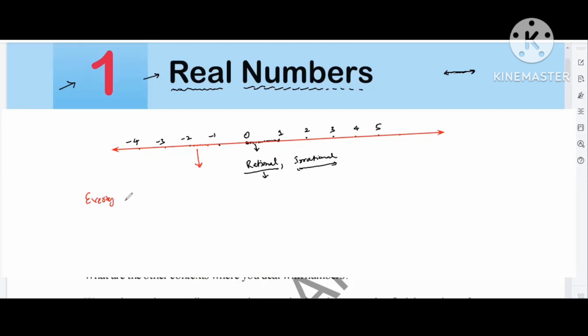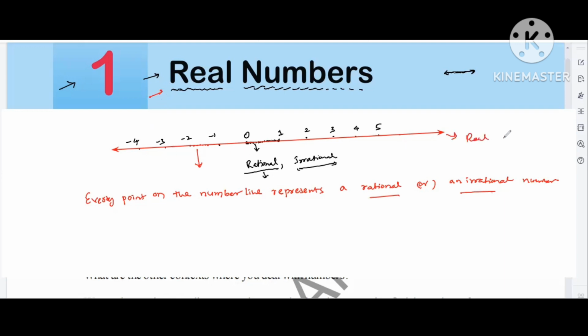Every point on the number line represents a rational or an irrational number. Means every point is denoted by either a rational or an irrational number. You know that the rationals and irrationals together we call real numbers. That's why this number line is called the real number line.